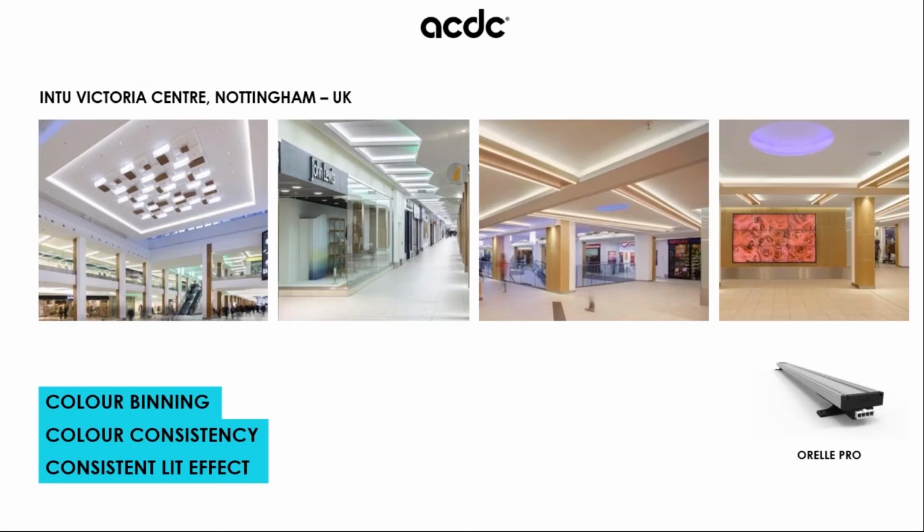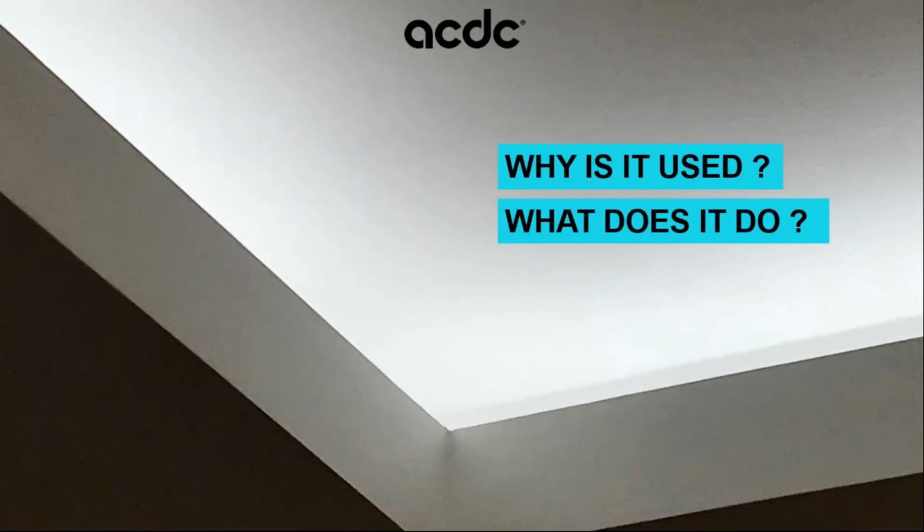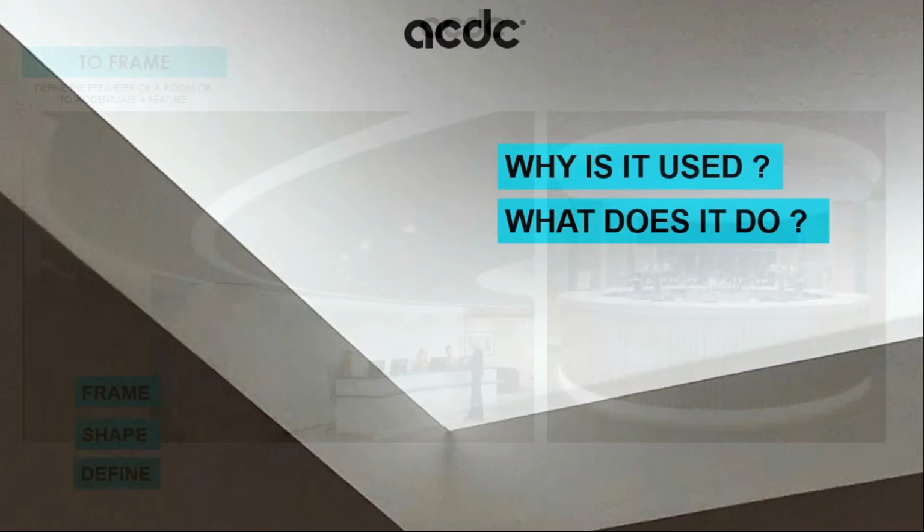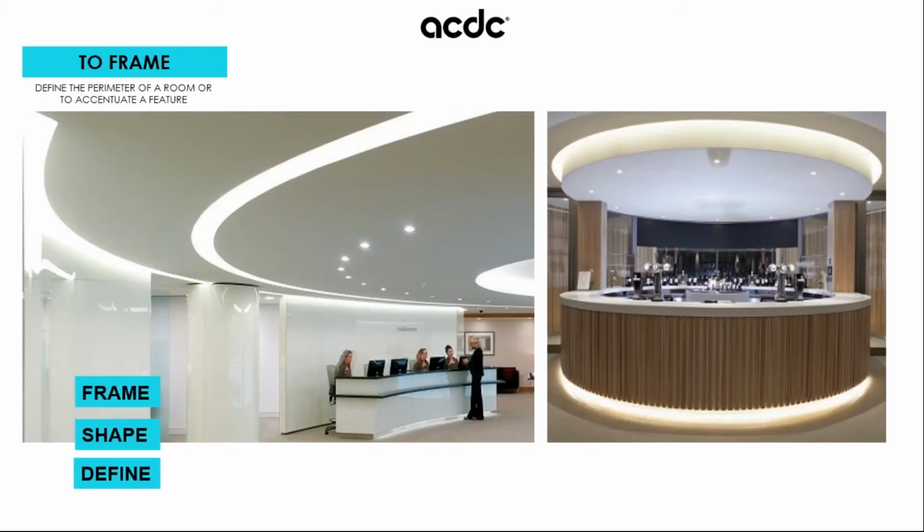So why do we use a cove? What does it do? Let's just take a little step back here and just think about why, okay? So we use a cove to frame. It defines the perimeter of a room, it accentuates a feature.